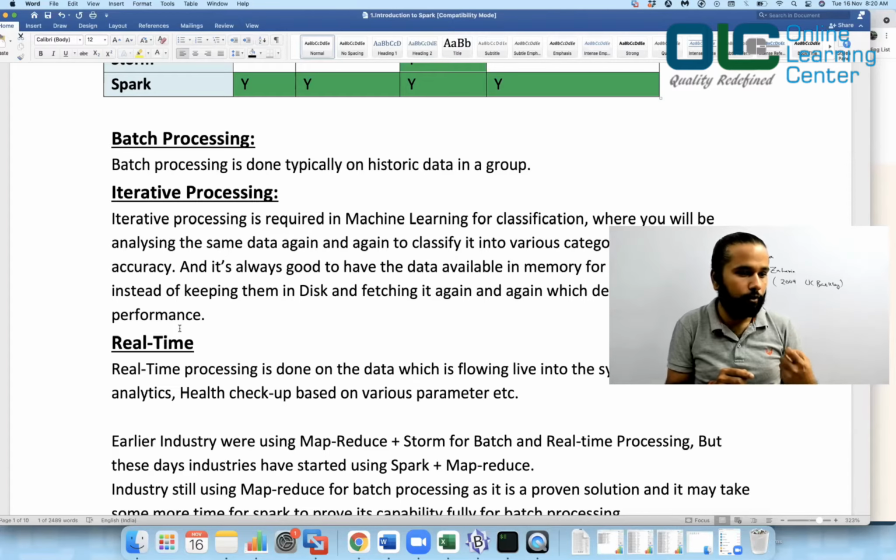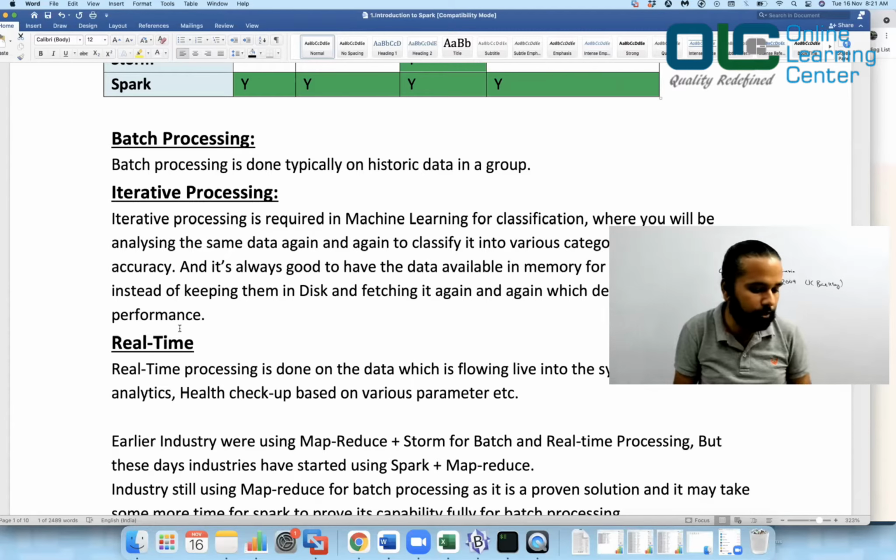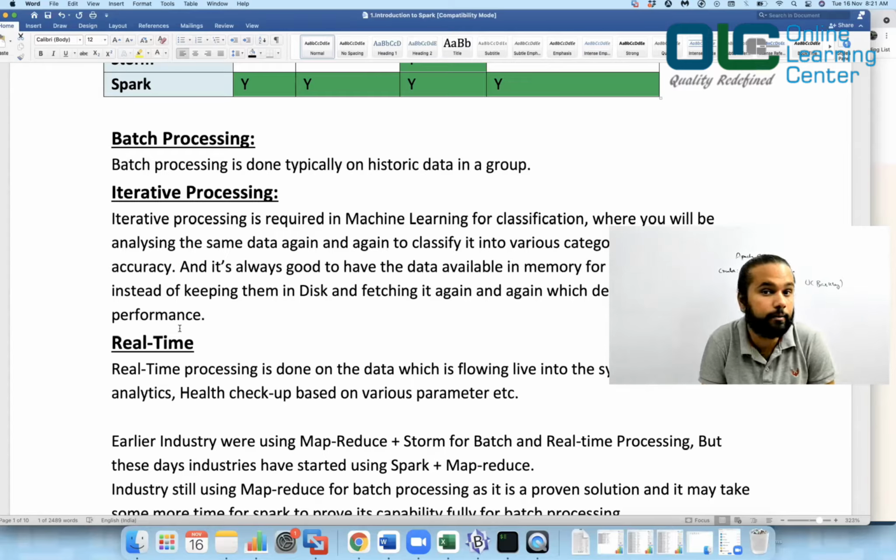So likewise, whenever you are working on machine learning algorithms, there are situations where you would run your algorithm more than one time, because you want to really identify what exactly it is, right? And that kind of processing is called iterative processing. Okay, so that's what we have.